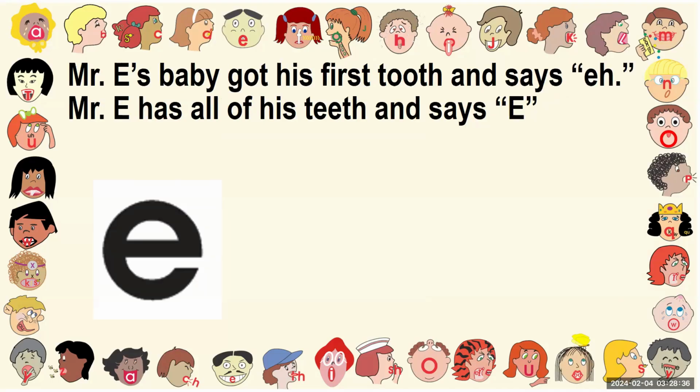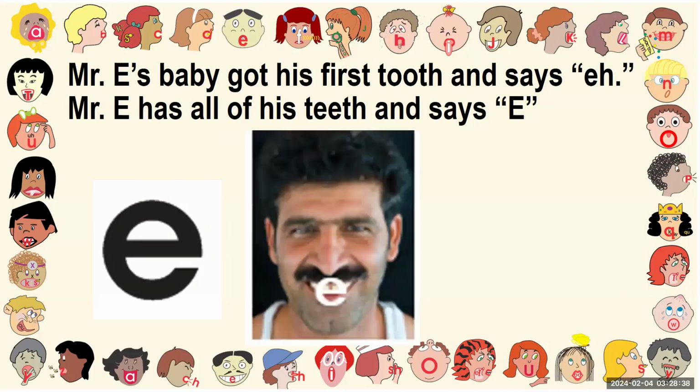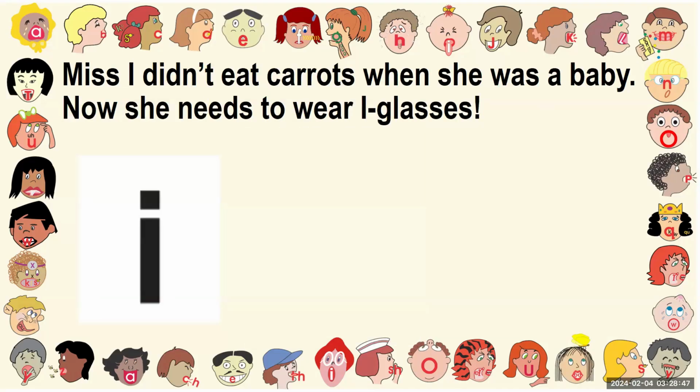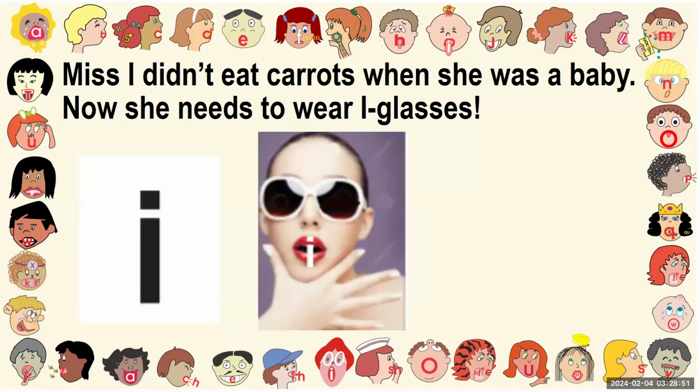Baby E got his first tooth and says, eh. Mr. E has all of his teeth and spreads his lips wide to make the E sound. Baby I didn't like carrots and said, eh. Miss I didn't like carrots, and now she has to wear eyeglasses because she didn't eat enough beta carotene.